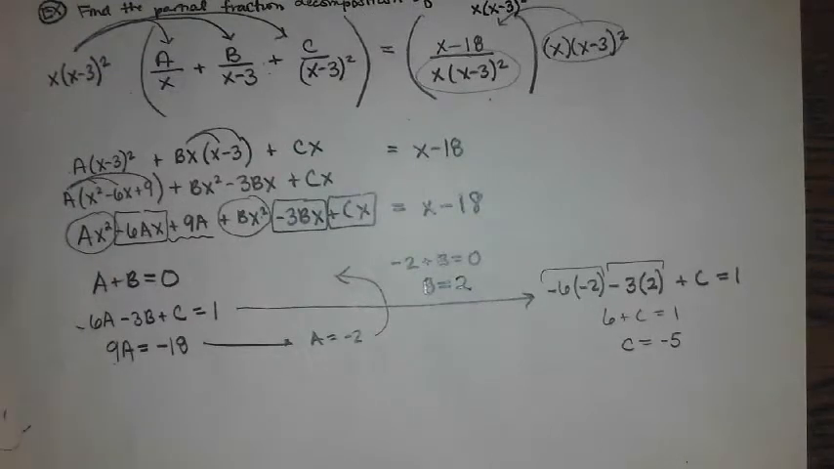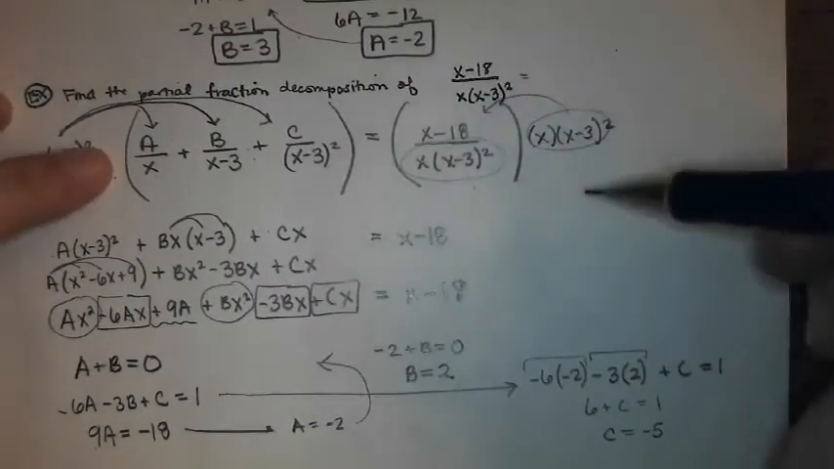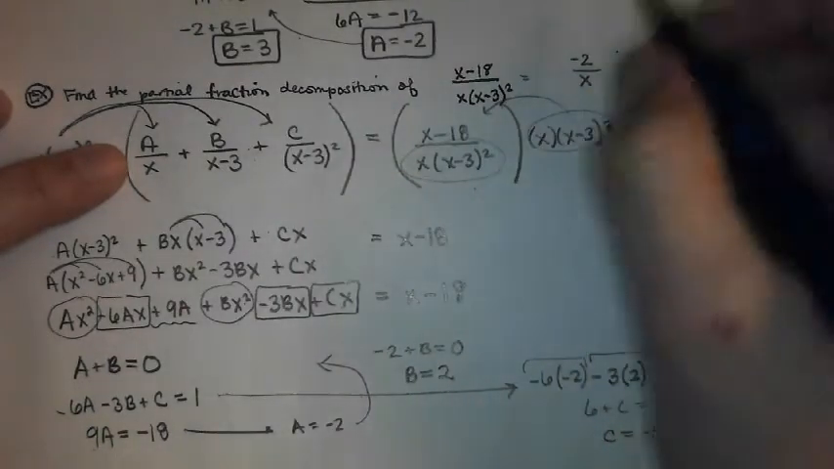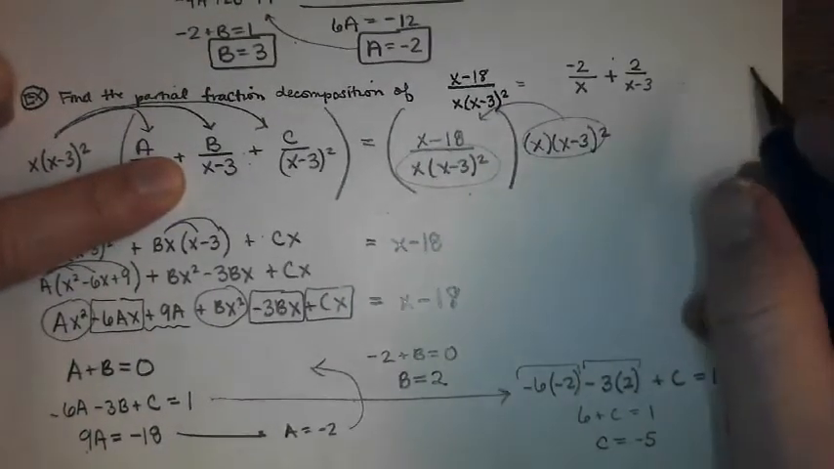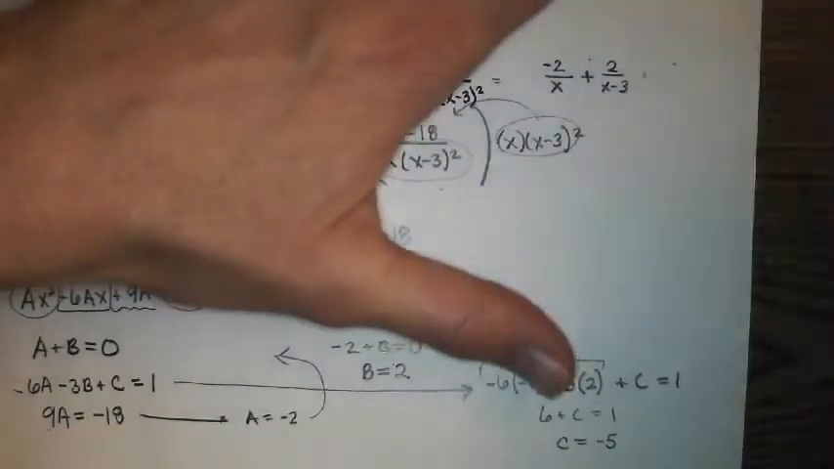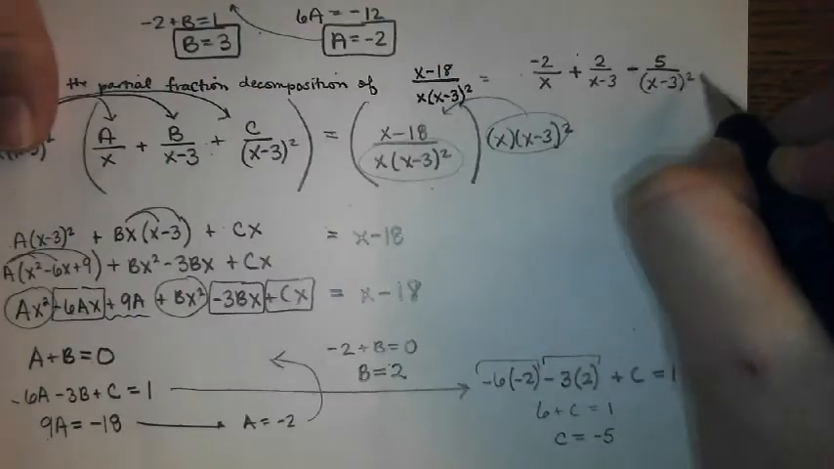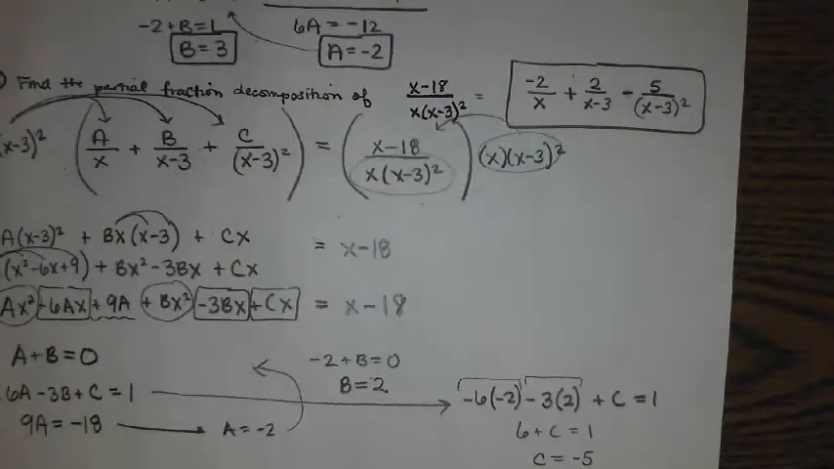So just make sure you don't stop there. You go up and you actually find what that decomposition was. So it would have been your a value over x, which is -2 over x, plus your b value of 2 over x minus 3, plus your c value of -5. So you don't need to do plus -5. You can just do minus 5 over x minus 3 squared. And you've decomposed your initial fraction into 3 individual ones that would need to be added together to make that x minus 18 happen.